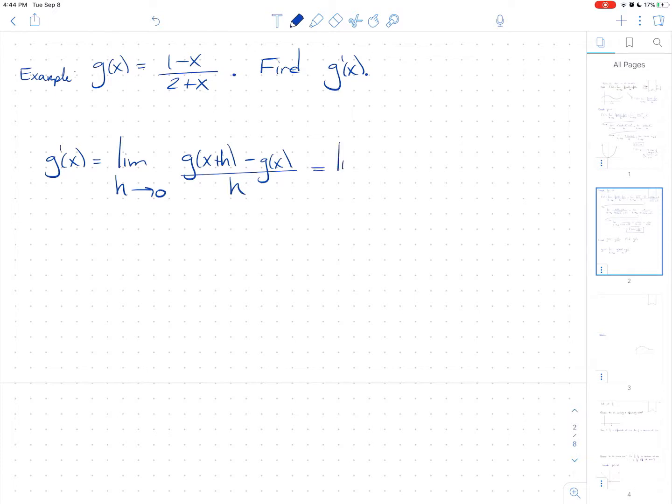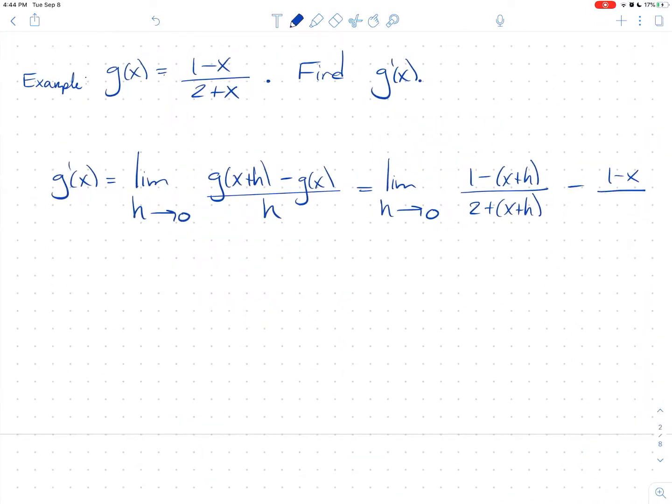And so this is the limit as h goes to 0 of, now this is going to get messy, but we're going to figure it out. So g of x plus h, everywhere you see an x in g, you plug in x plus h. And so I'm going to have 1 minus x plus h over 2 plus x plus h. That's g of x plus h, minus 1 minus x over 2 plus x, all over h.